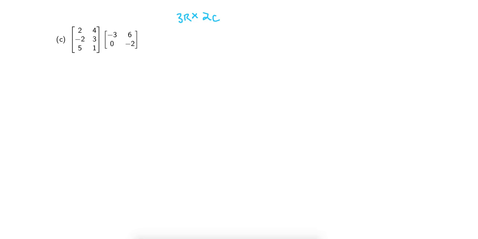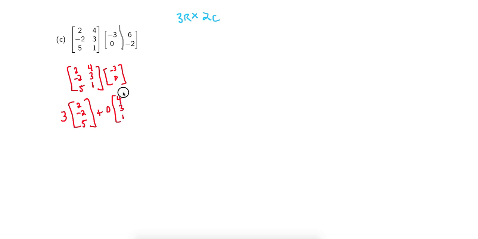Once again, we will separate this into i hat and j hat. So i hat is going to be this matrix, 2, -2, 5, and 4, 3, and 1, times this first column vector here, -3, 0. So it's going to be 3 times this column, plus 0 times the second column, which is just going to wipe that second column out. At least that'll make the calculations easier. Which means our i hat ultimately ends up at 6, -6, and 15.